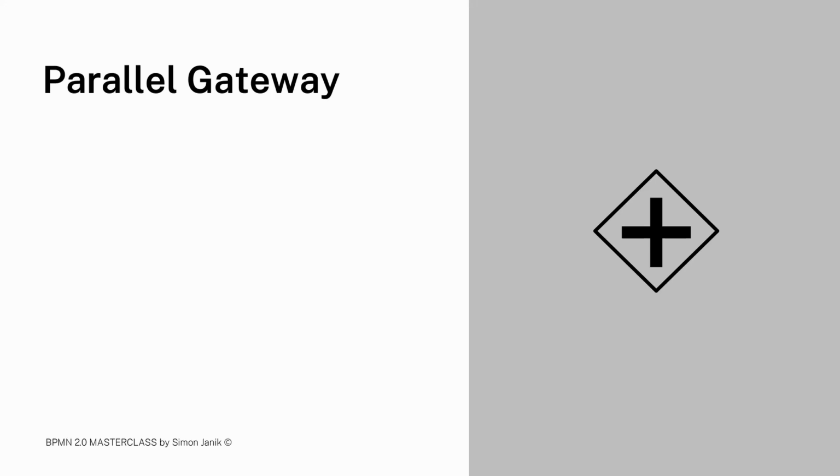In this video, we are going to explore the parallel gateway. The parallel gateway has a plus sign in its middle and it is used to model concurrent paths in a process. It splits the process into parallel paths that run independently.